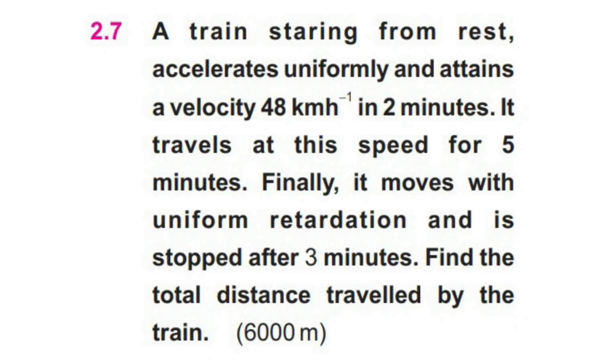A train starting from the rest accelerates uniformly and attains a velocity of 48 km per hour in 2 minutes. It travels at this speed for 5 minutes. Finally, it moves with uniform retardation and is stopped after 3 minutes. Find the total distance traveled by the train.